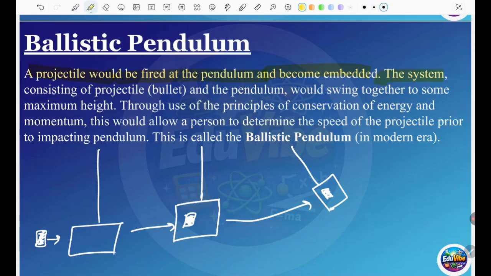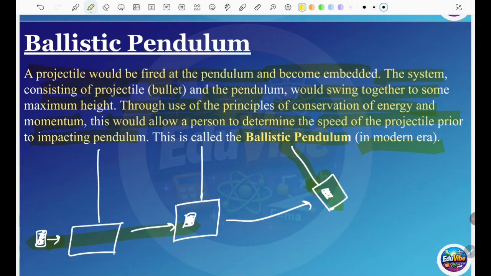So the system consists of the projectile, which is the bullet, and the pendulum, which swing together to some maximum height. They go to some maximum height when they hit at very high speed. Through use of the principles of conservation of energy and momentum, this allows a person to determine the speed of the projectile prior to impact in the pendulum. When the pendulum is hit by the projectile, the speed is determined with this impact. That is called the ballistic pendulum, which we say is in the modern era.